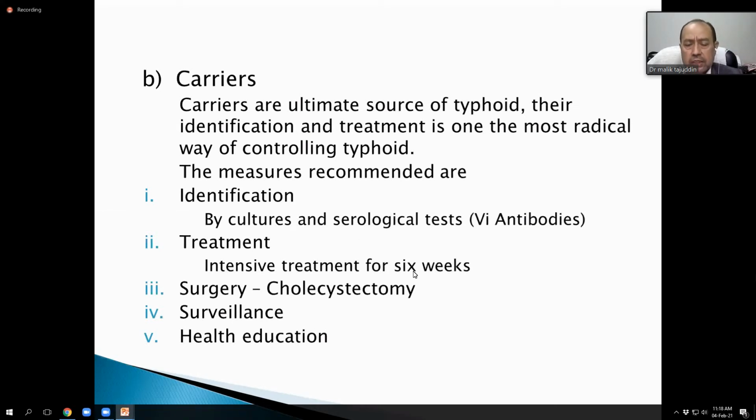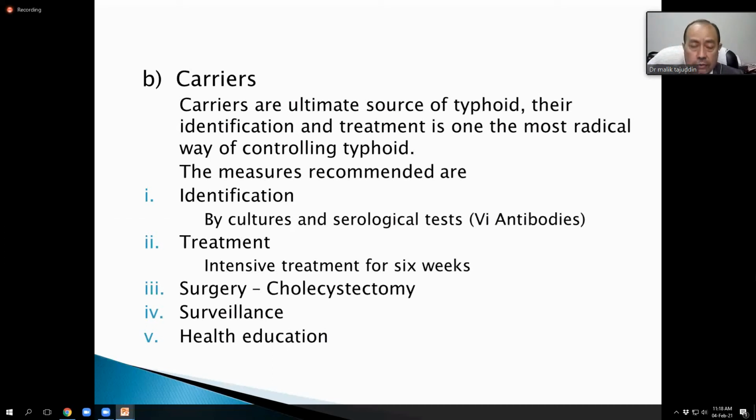After 6 weeks, there should be no more carrier. After 6 weeks of the course of antibiotics, we will again do the culture of the stools and the urine. And even if the organism is present, then we have to go for cholecystectomy. Okay? Then surveillance is the data collection for action. We should try to find out the carriers in our society and treat them.